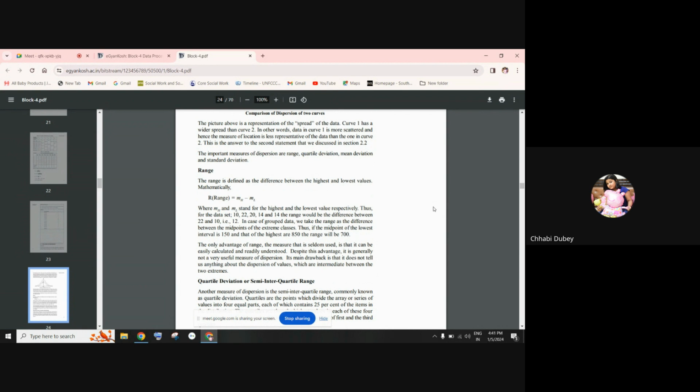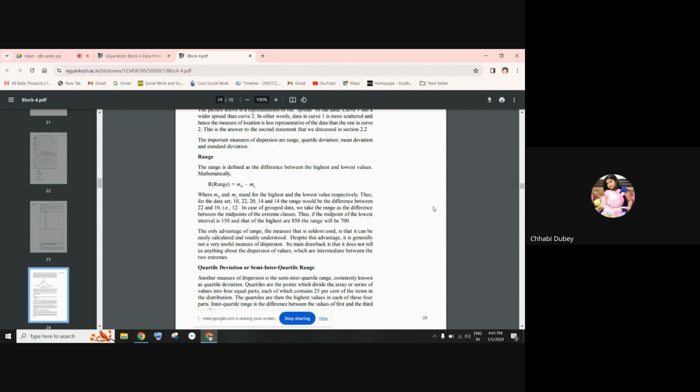But it's generally not used much as a measure of dispersion because it does not tell us anything about the dispersion of values, specifically the values which are intermediate between the two extremes. Whatever values are intermediate between the two extremes of the data, the range will not tell us that, and that is the reason why range as such is not a very widely used measure of dispersion.